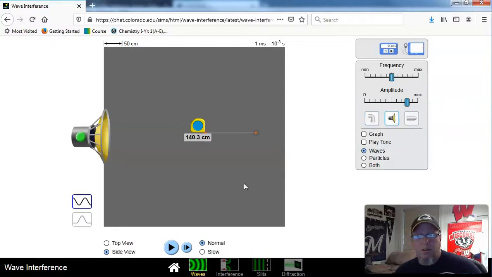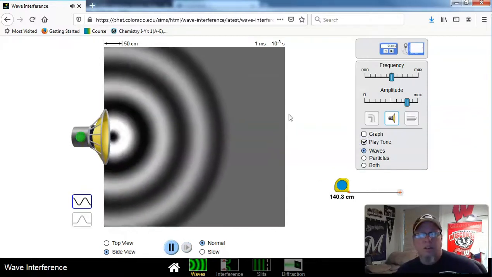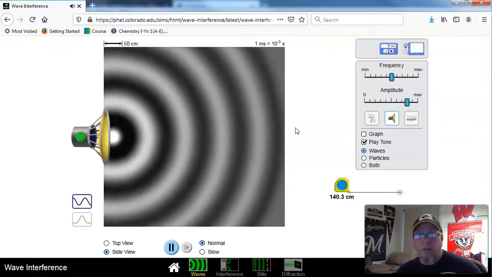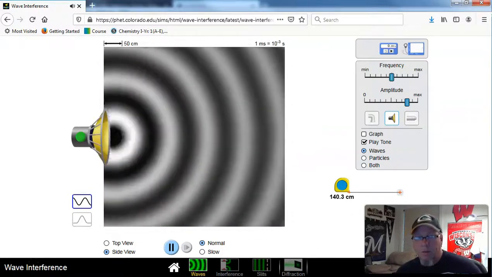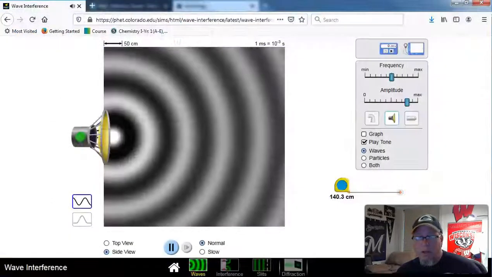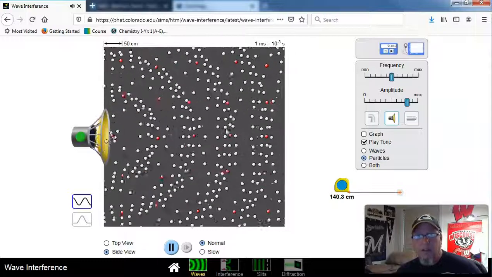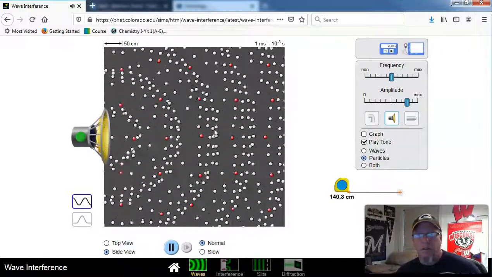Let's talk a little bit about sound. In terms of a wave, I'm going to play the sound here. I actually want to hear what it is, because with sound, going back to my notes, remember sound requires a medium. Light does not require a medium. So I could actually click on particles here, and this is how the air particles move with sound.